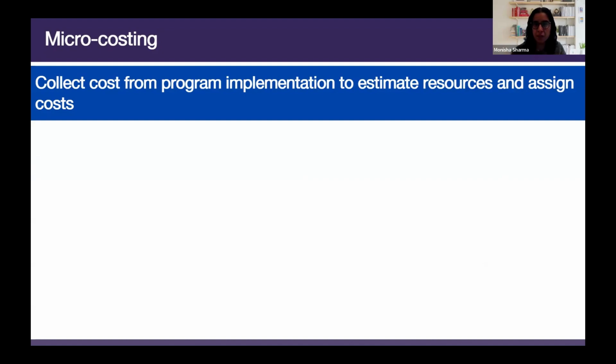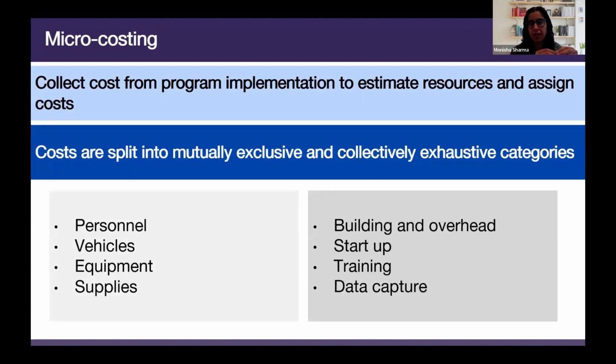So you can often take the costs and split them into kind of mutually exclusive categories. And so here I've specified some example categories that are commonly used in a typical health intervention. So by taking your health intervention and splitting it into these categories, you can more easily define the costs that are associated with each area.